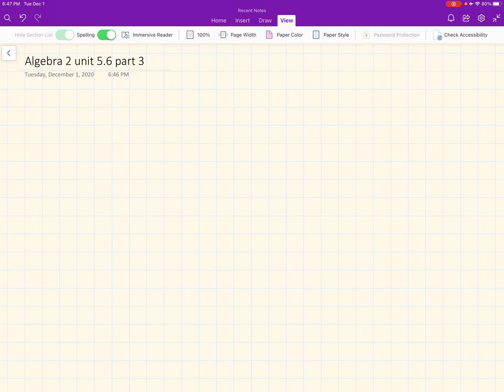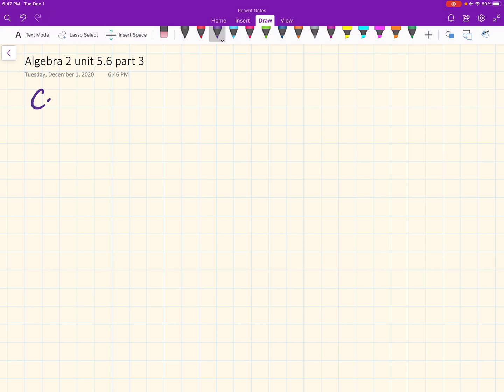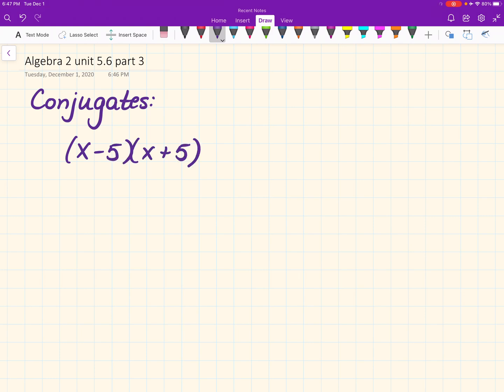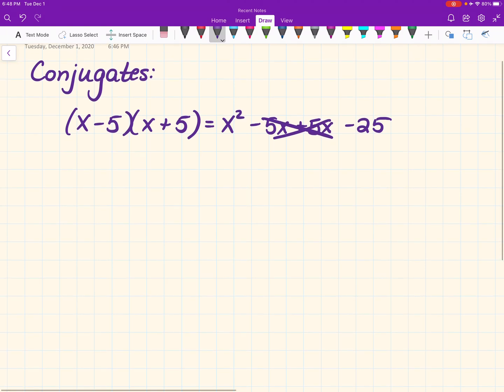Okay, we're going to talk about conjugates. Now, you've kind of done this before. When we don't want a middle term, we can do this. If we have x minus 5, and then we multiply that by x plus 5, we eliminate the middle term, because then we have x squared minus 5x plus 5x minus 25. That eliminates our middle term. Okay, so conjugates have the same first term and second term, opposite signs in between.